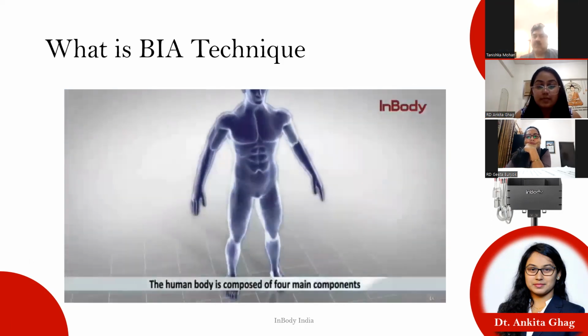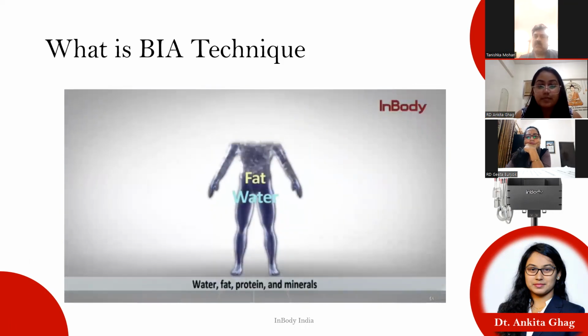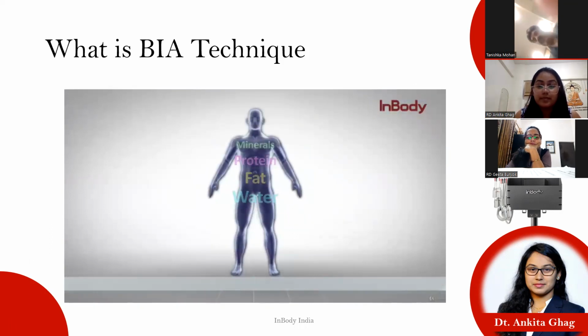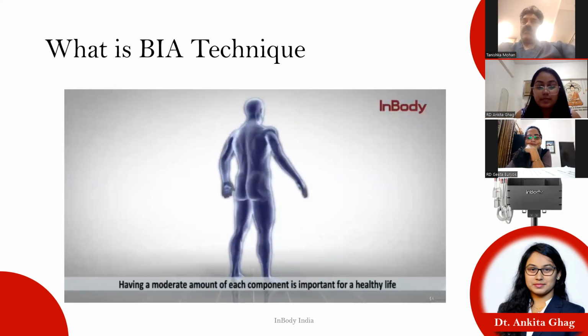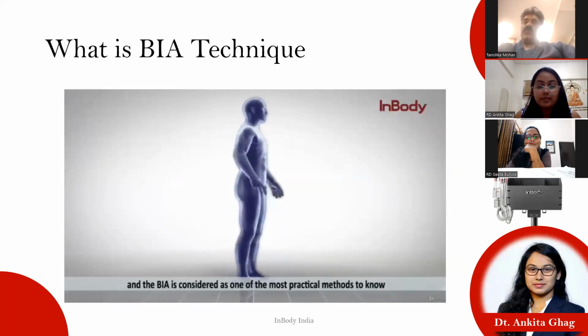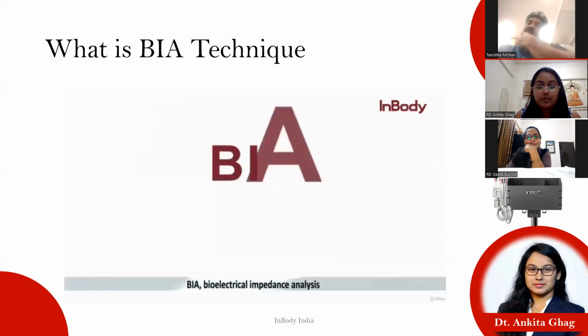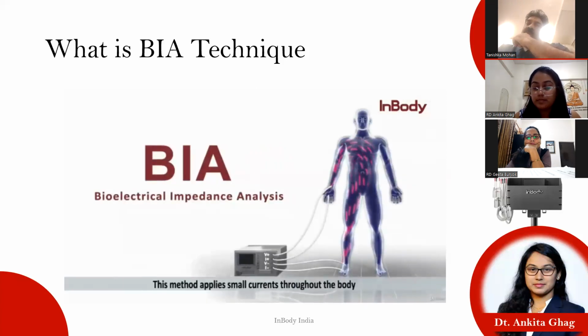The human body is composed of 4 main components: water, fat, protein, and minerals. Having a moderate amount of each component is important for a healthy life, and BIA is considered one of the most practical methods to know. BIA, bioelectrical impedance analysis, applies small currents throughout the body and measures the voltage to get a value called resistance, also known as impedance.